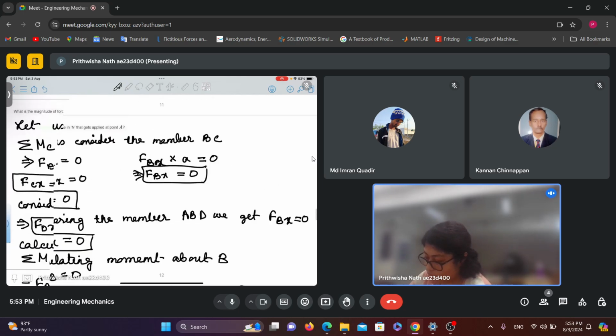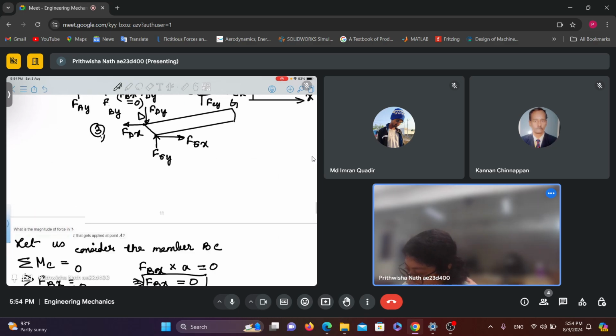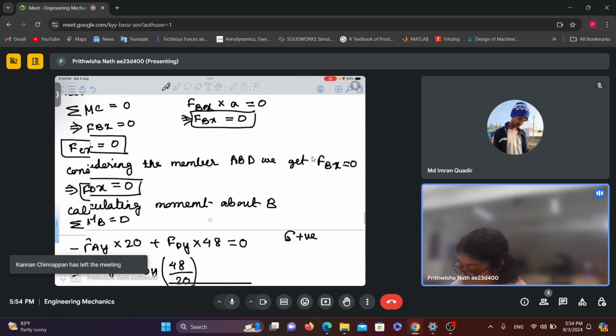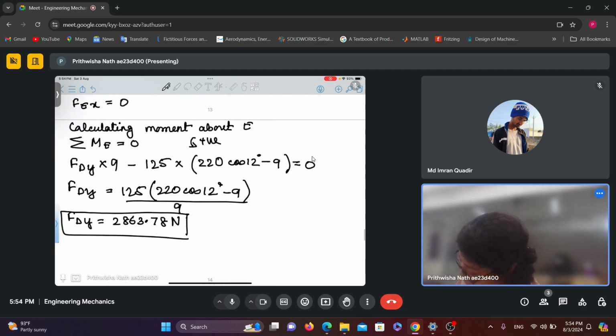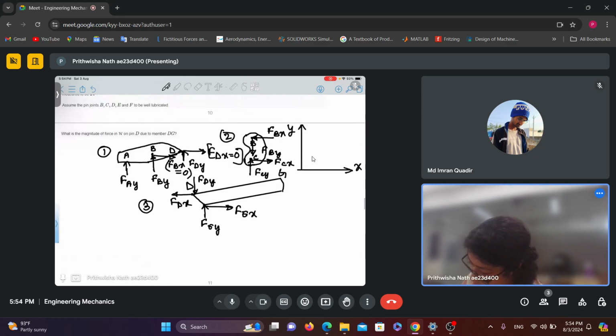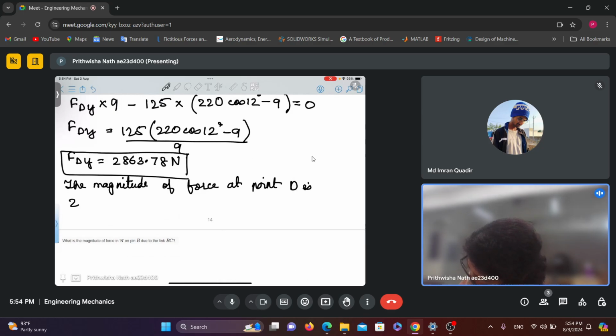So what is the question? What do we need to calculate? We need to find out the magnitude of force at point D. So the magnitude of force at D is 2863.78 Newton.